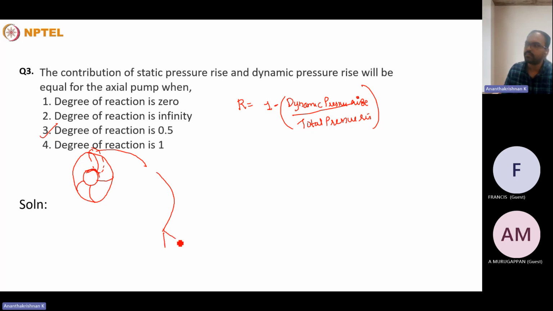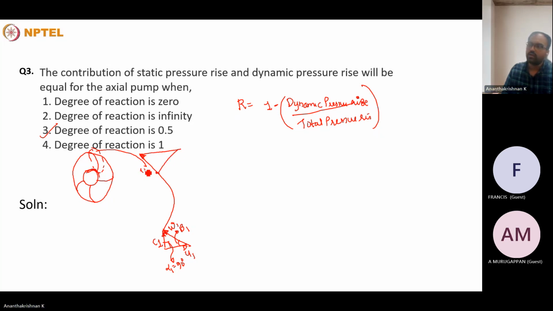In that particular case, this is the actual velocity at the inlet. We assume a swirl free flow in this particular case, and then this is U1. Since it is swirl free flow, alpha 1 is equal to 90 degrees. Beta 1 is the blade angle, and this is the relative velocity at the inlet. At the outlet, we will try to draw a similar velocity triangle.